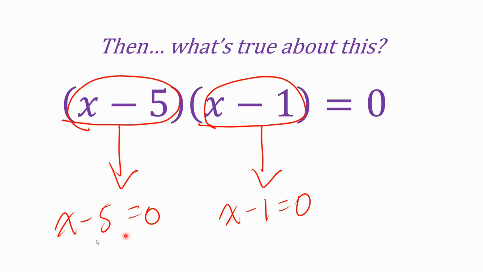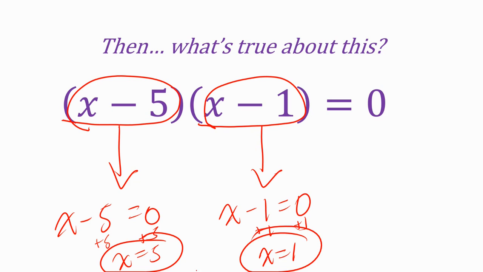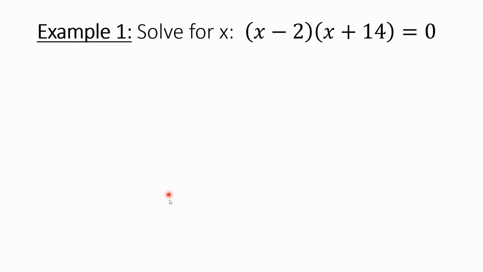In fact, we could solve both of these little equations. If x minus 5 equals 0, we could add 5 to both sides. We get x equals 5. Or if x minus 1 equals 0, we could solve this equation, and we get x equals 1. So the weird thing about this section, just like when we were solving those absolute value equations, is all of our equations are going to end up with two answers. So let's take a look at example 1. Go ahead and copy this one down.